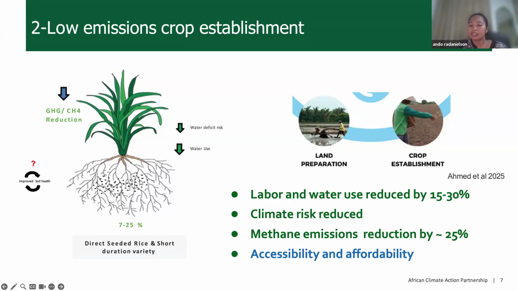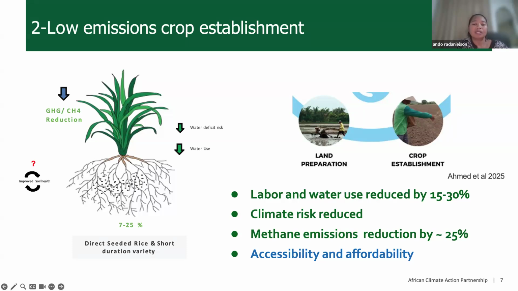But direct seeded rice is also a technology that has been really recognized for climate risk adaptation. One of its advantages is that it enables the adoption of different management practices, such as reduced water use, and that practice may lead to methane reductions of 25%. So direct seeded rice is certainly one of the flagship technologies that can drive low emission systems and overall climate smart agriculture in rice systems.